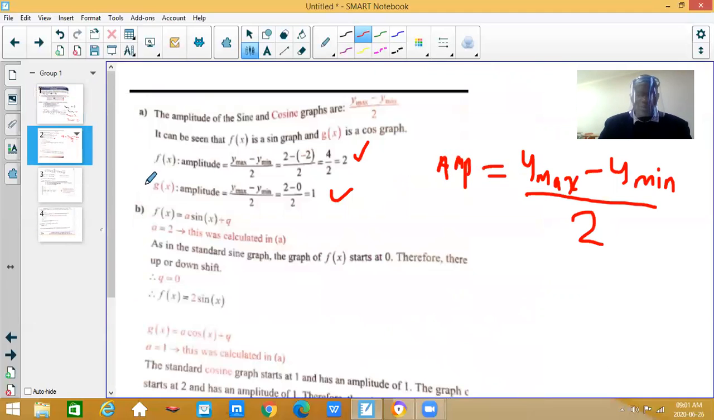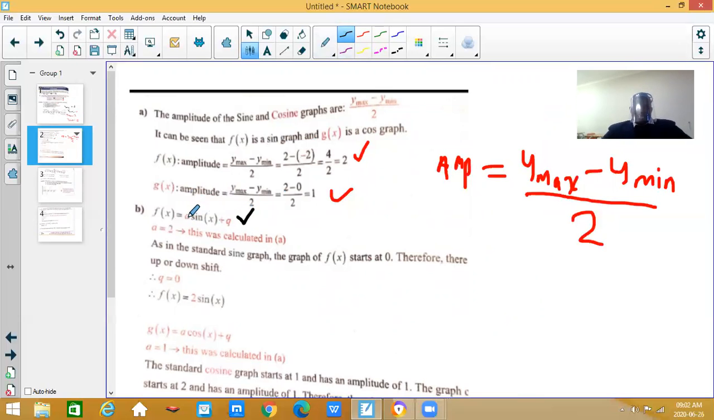Now, when finding the equations of f(x) and g(x), always start with f(x). We realize that this one is a sine graph, a sine function. f(x) must have a, which is the amplitude, times sine x, plus the shift, which can be positive or negative. Now, from this general formula, what is it that we need to do?